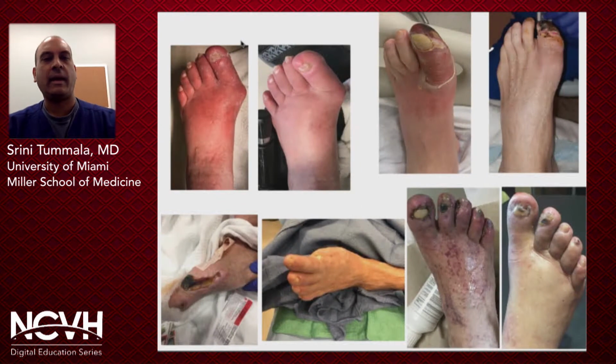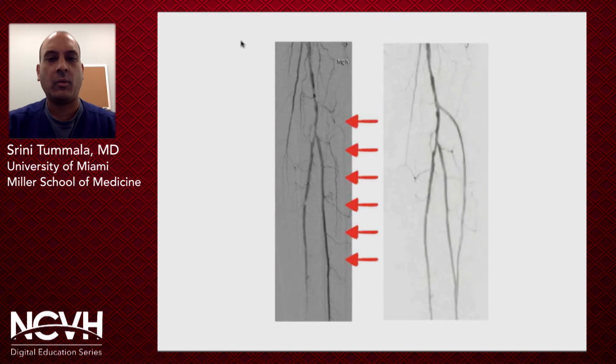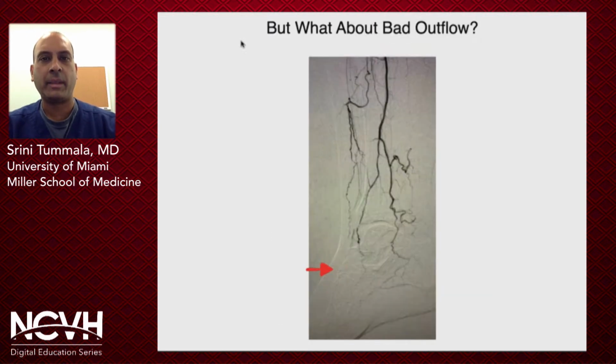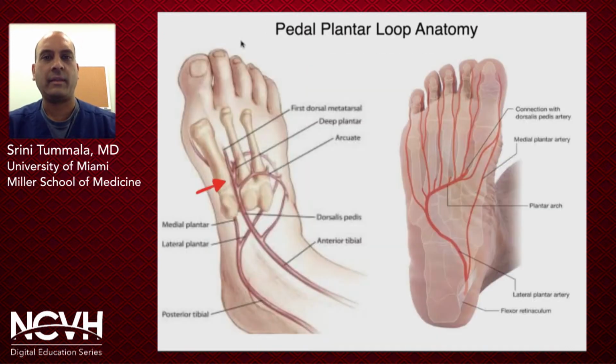So when we deal with CLI, these are the types of patients you see. This is a typical week for me, and these are pre and post images of patients I've treated who had CLI. And obviously, we all want to achieve this, and most of us are pretty good at treating tibial disease at this point and recanalizing them and really optimizing results. But what about a patient like this who has bad outflow? The last outflow of their leg is compromised. What do you do in these cases?